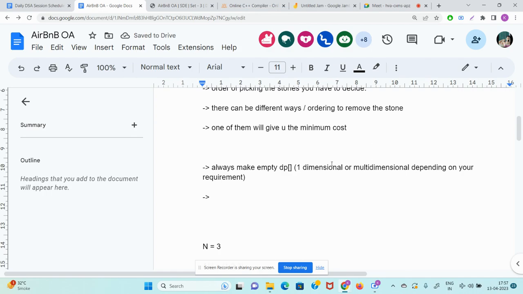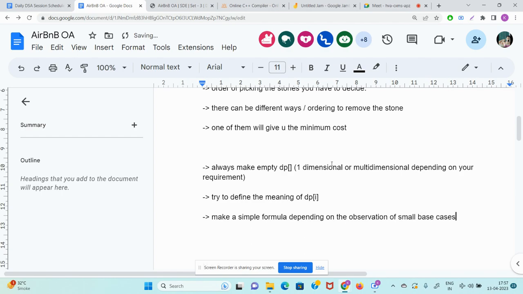Good, nice. Then try to define the meaning of dp of I. You need to define the meaning of dp of I very very carefully. Once that is done, make a simple recurrence formula depending on the observation of small base cases. These tricks will always work.